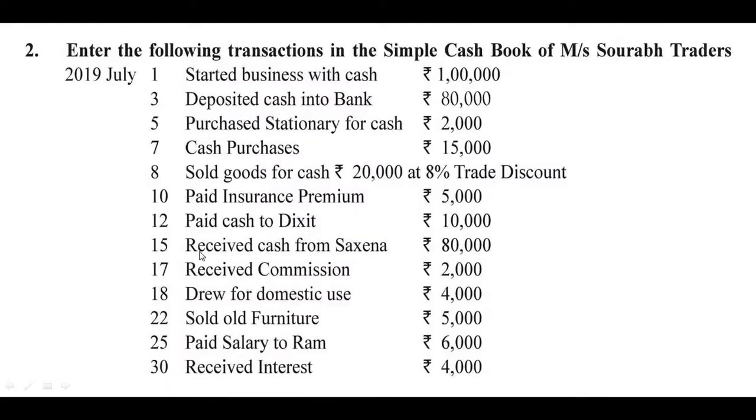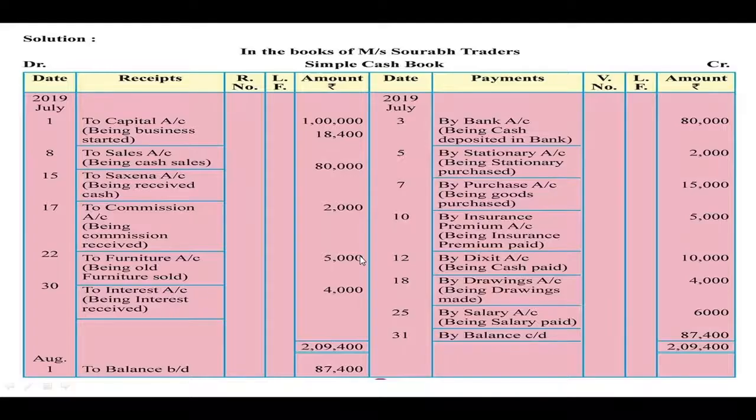Then 15th July, received cash from Saxena rupees 80,000. So here cash comes in the business, therefore the transaction will be recorded on the debit side. So here 15th July to Saxena's account, because he is the giver, and 80,000 will be recorded in the amount column.